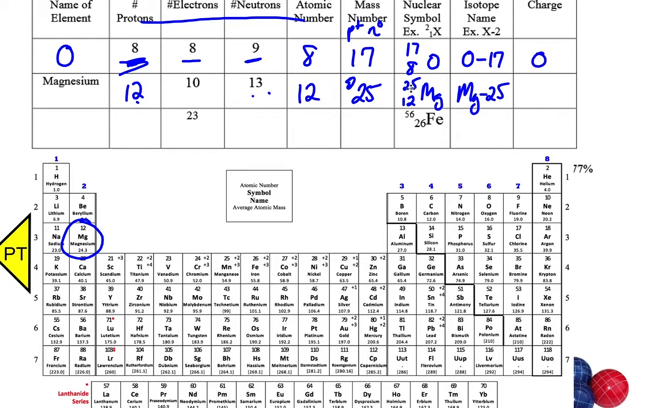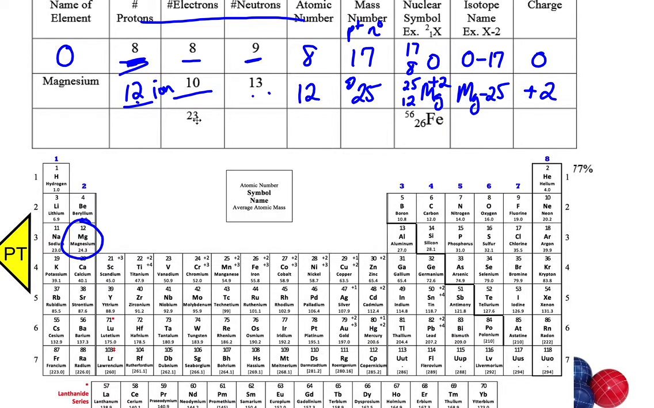Now the charge. I look at protons and electrons. They are not the same. So this is not an atom, this is an ion. And then I ask myself, what is there more of? There's more protons, so that's a positive charge. How many more? 2 more. 12 versus 10, there's 2 more protons, so it's plus 2. So over here I write plus 2 also.